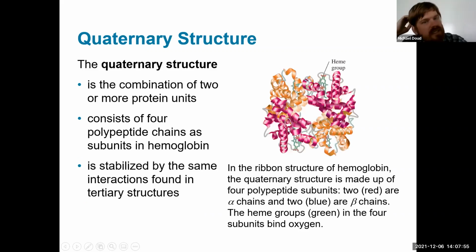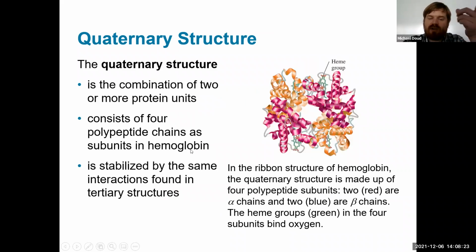Okay, so that leads us to the 4th type of structure, which is what's known as the quaternary structure. So the quaternary structure, now we take these individual proteins and we build up into a bigger unit. So this is how 2 or more polypeptides combine to form a single protein. So for example, hemoglobin has 4 different polypeptide chains, and they combine in a very specific arrangement to form hemoglobin.